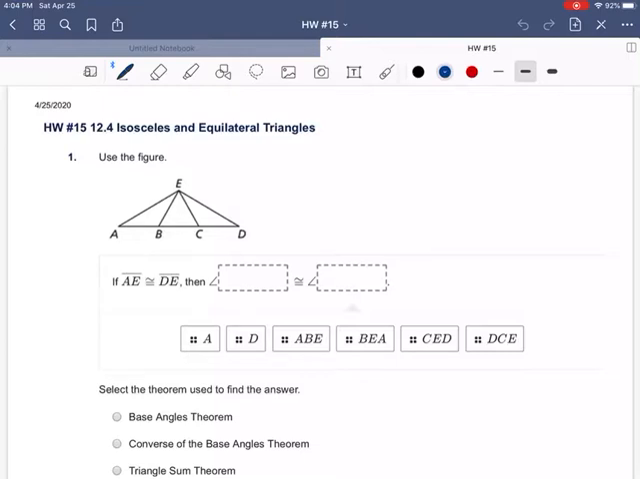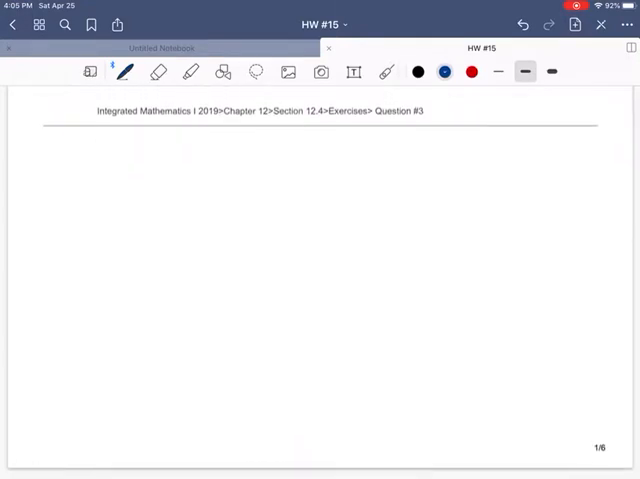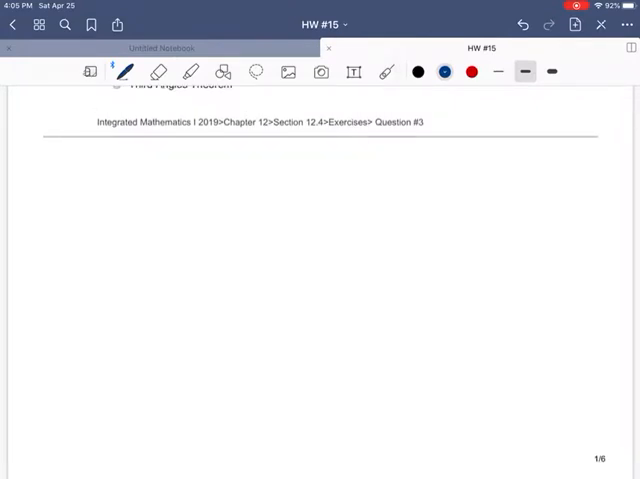Okay, before we start working through some of the problems on homework 15, I'm just going to quickly review the definition of isosceles triangles and the definition of equilateral triangles, because that's what this homework is on. So this is our new chapter. This is chapter 12.